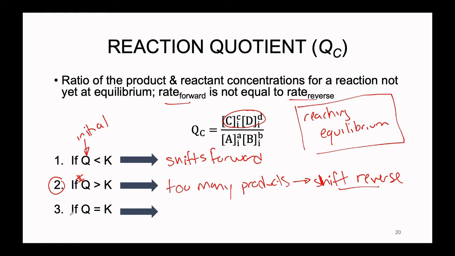All right, the last scenario then, scenario 3, if your Q is equal to K, well, again, this is sort of like a Goldilocks situation. If your Q is equal to K, you don't have too many reactants, you don't have too many products. In fact, you have reached equilibrium. Your forward rate is equal to your reverse rate, and there is going to be no shift. Okay, so our reaction quotient is useful to us in that it tells us from initial conditions where we're going to be going in order to reach equilibrium.